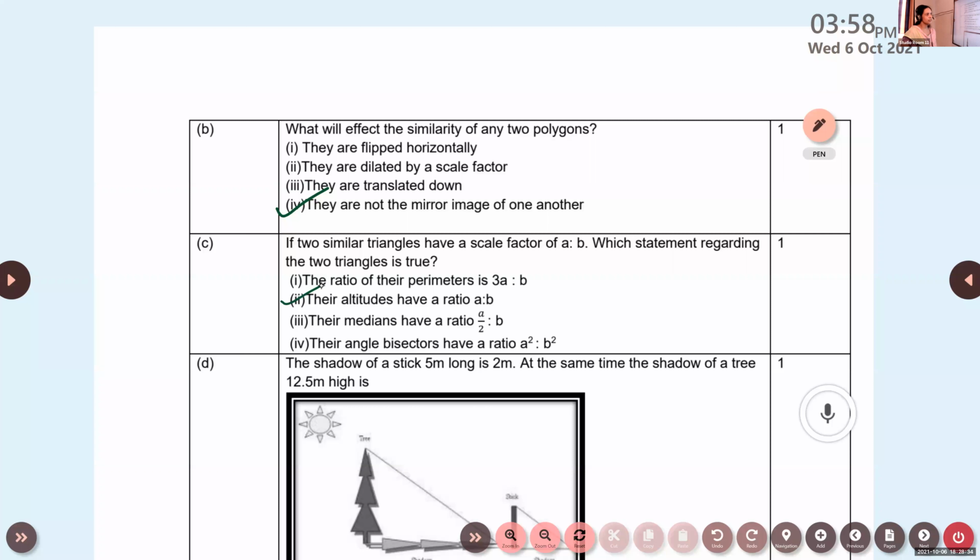If 2 triangles are similar with the ratio A is to B, the altitudes will be in the ratio A is to B. Perimeters will be in the ratio A is to B. Everything will be in the ratio A is to B. If you take the median, everything will be in the ratio A is to B. So here they have the altitudes have the ratio A is to B. Now the next one.